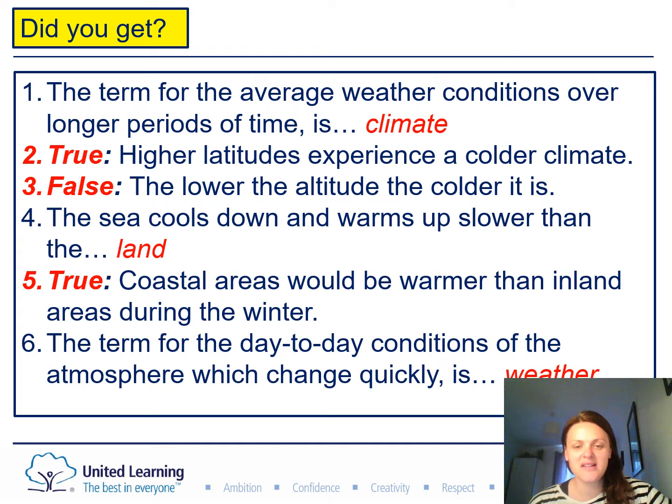Okay, guys, well done. So get out your green pens and we'll do some corrections or give yourself a tick. So for the first one, the term for the average weather conditions over longer periods of time is known as climate. So higher latitudes experience colder climate. This is true. The lower the altitude, the colder it is. This is false. The sea cools down and warms up slower than the land, you should have written.